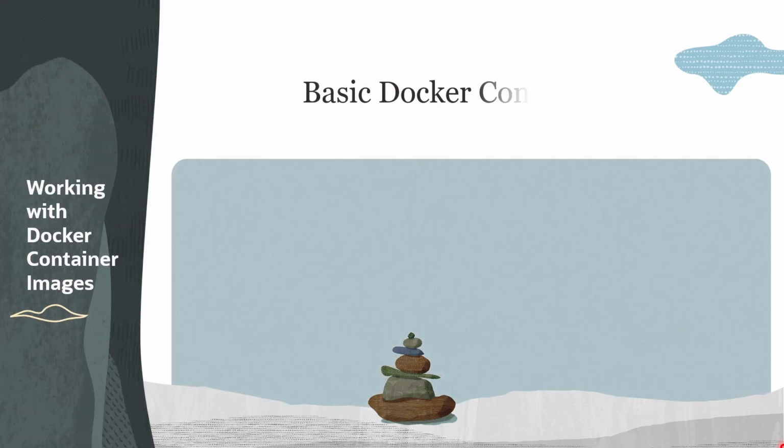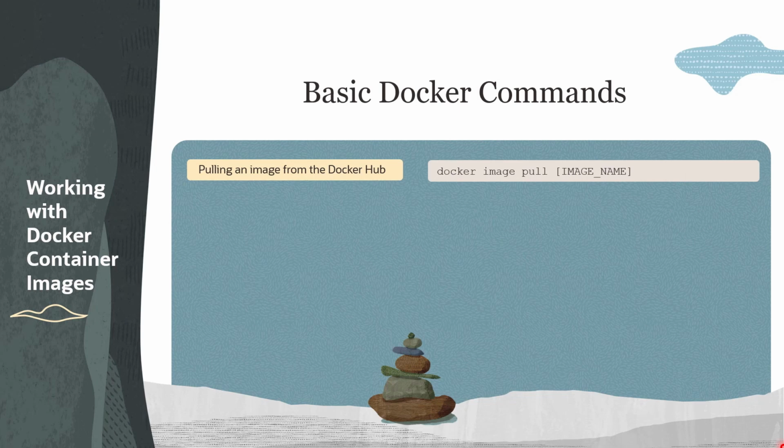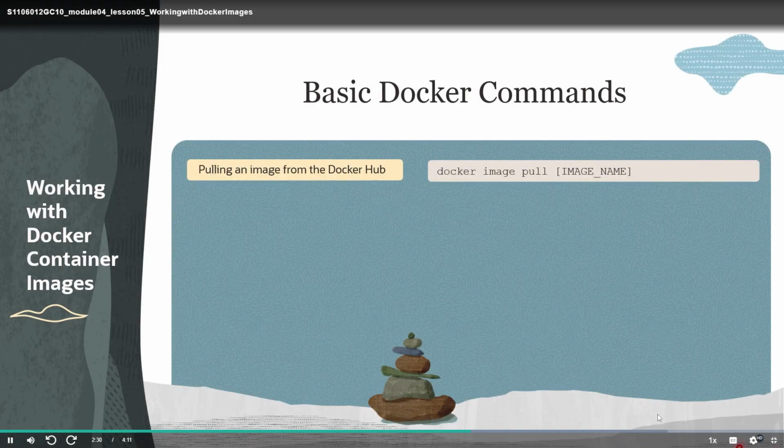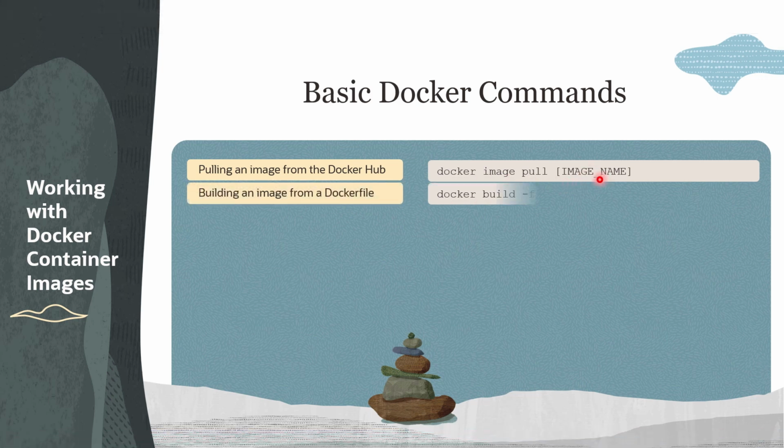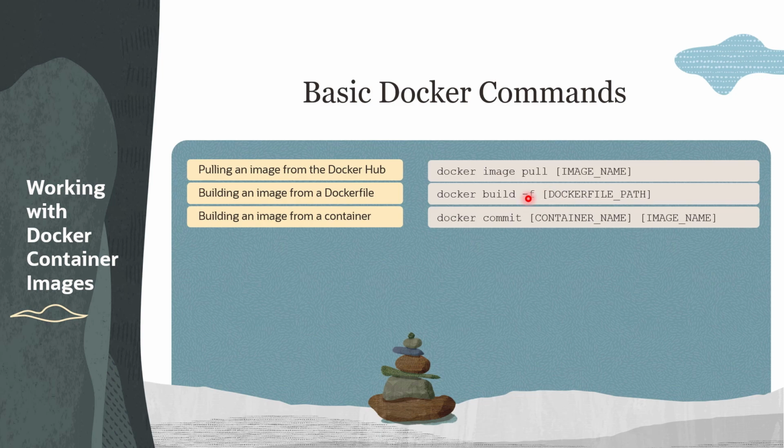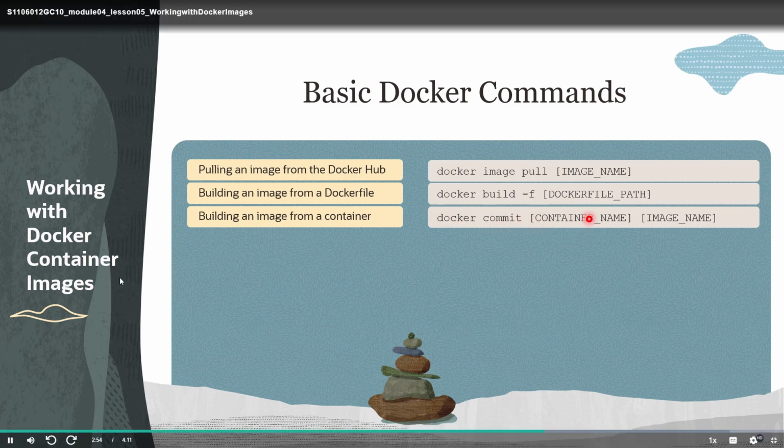Let's take a look at various Docker commands that will be handy when we work with Docker container images. In order to pull an image from the Docker Hub, you can use the docker image pull command by specifying the image name as the argument. To build an image using Docker file, you need to use the docker build command, and then you need to specify the Docker file path where the Docker file is stored. To build an image from a running container, you can use the docker commit command, providing arguments like the container name or the ID and then the image name that you wish to store it as.